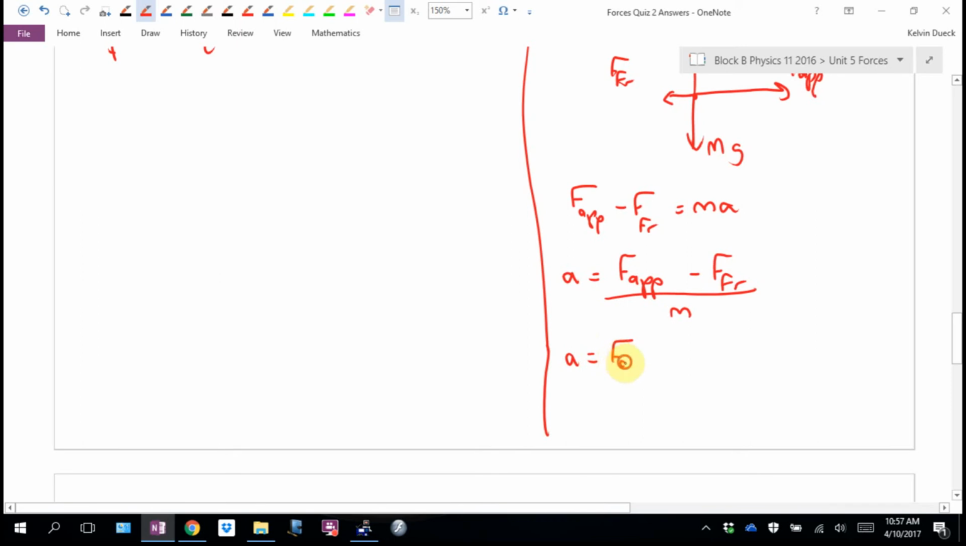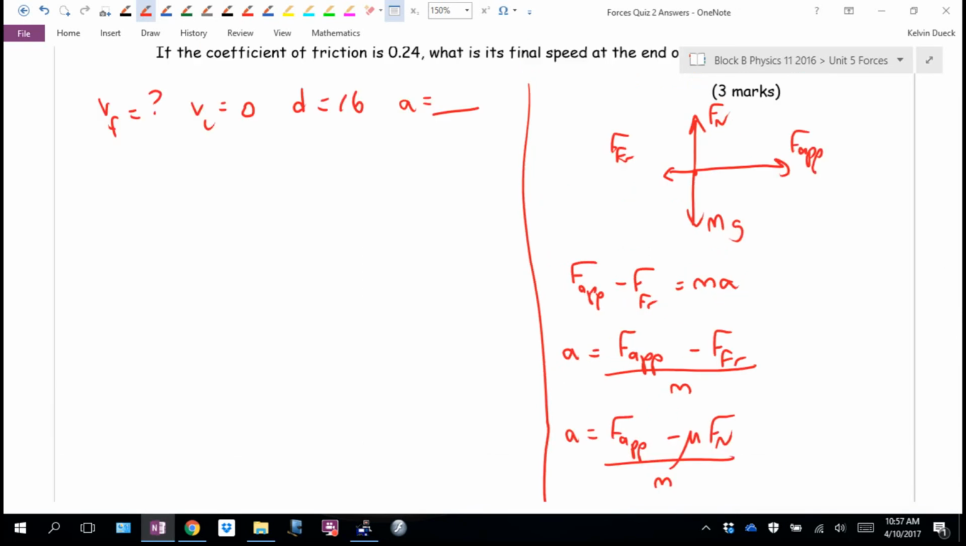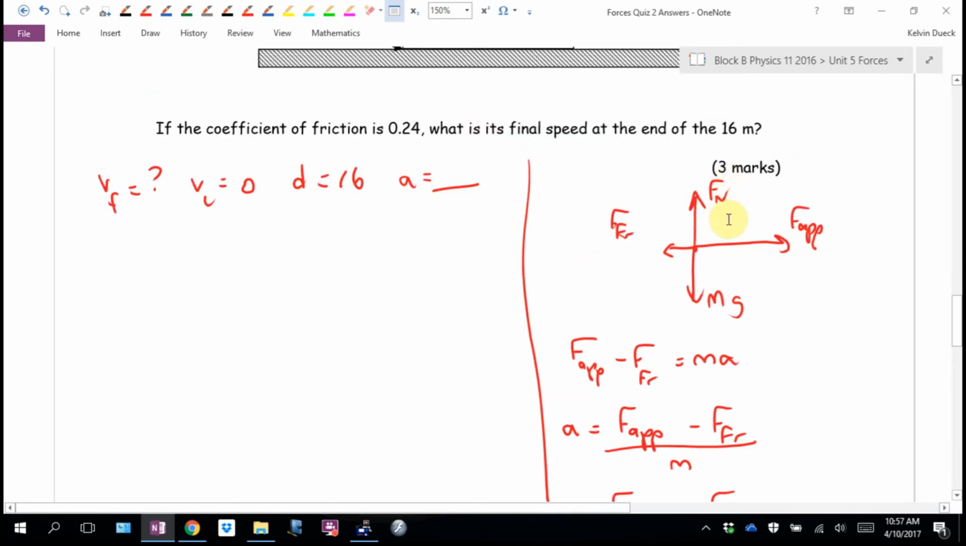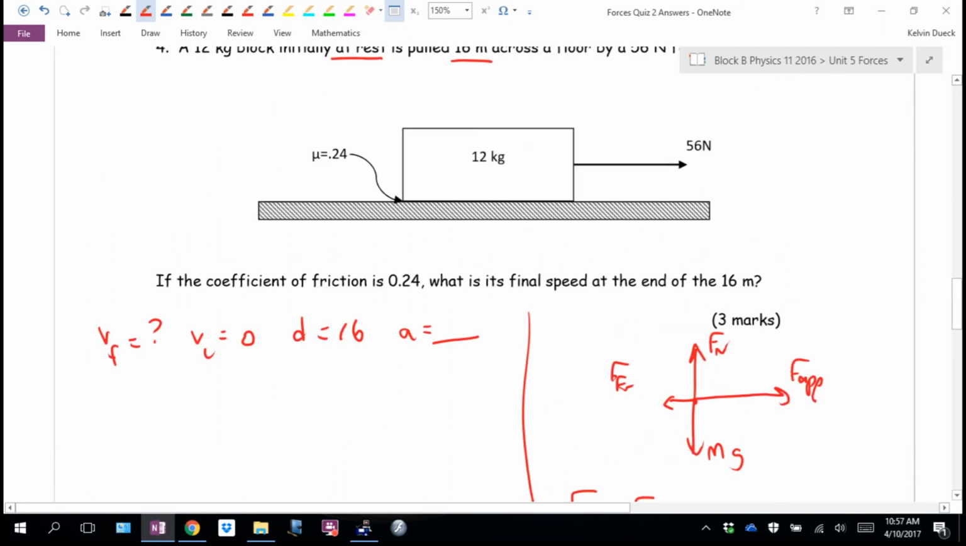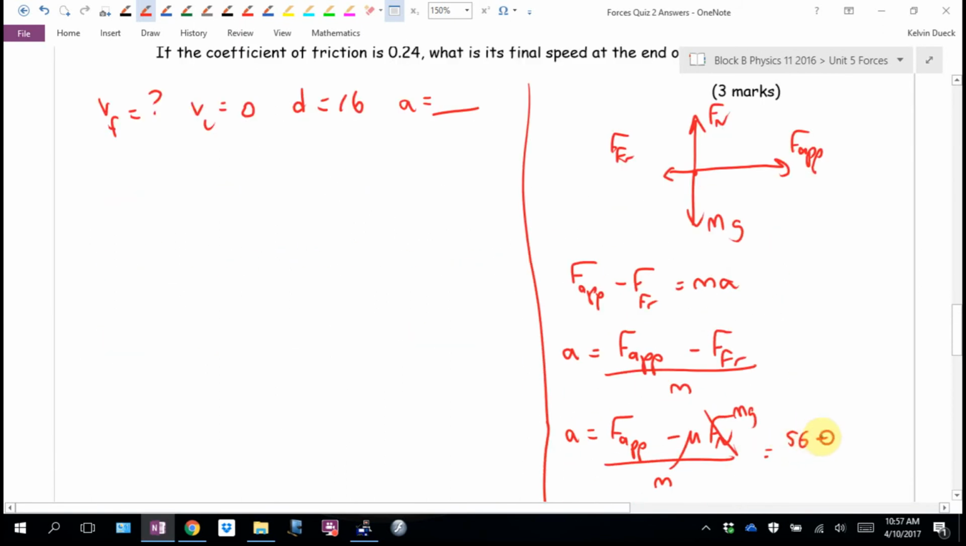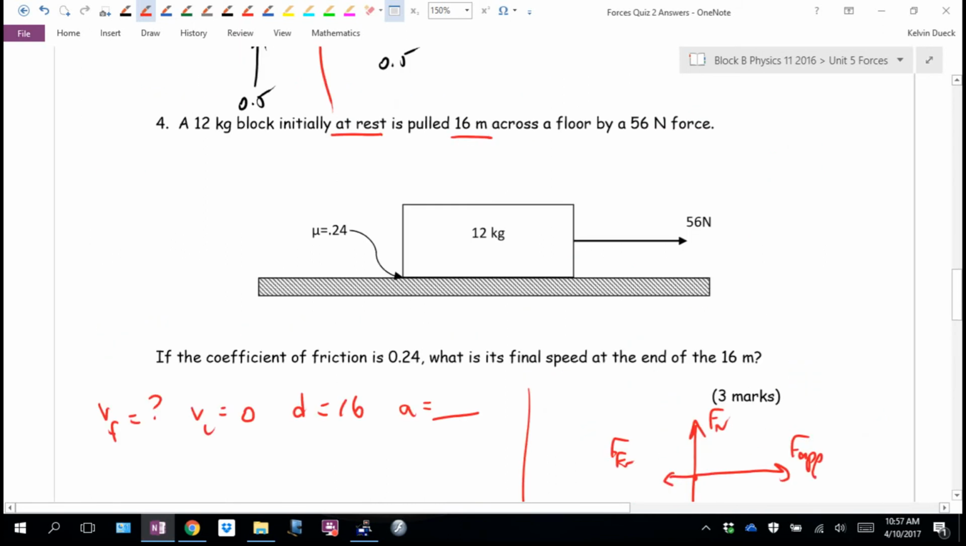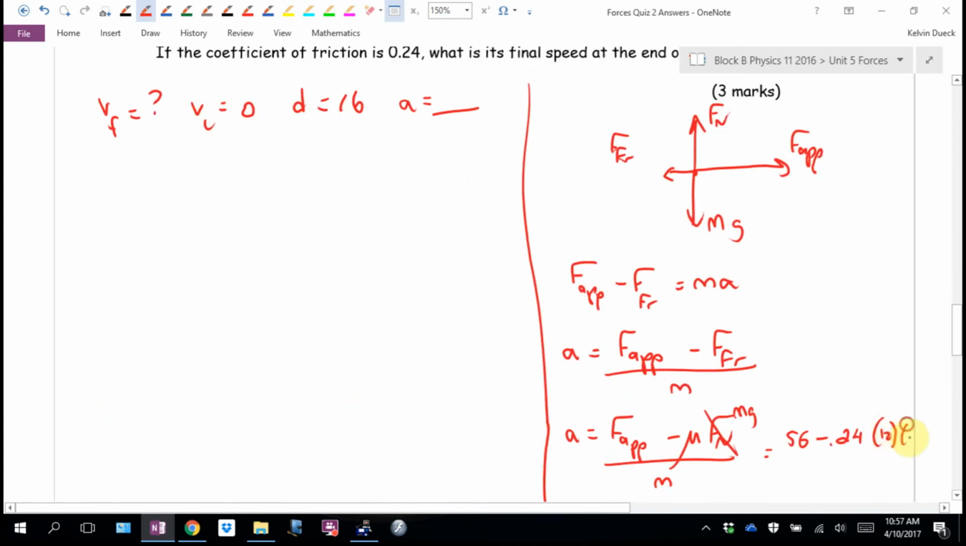That's going to be F applied minus mu times the normal force divided by M. I don't know the normal force. But look, I know another force the same size as the normal force. Which force? mg. So you're telling me I can just replace that with an mg? So it's going to be, running out of room here, was it 56? 56 minus 0.24, what was the mass? 12 times 9.8 divided by 12.